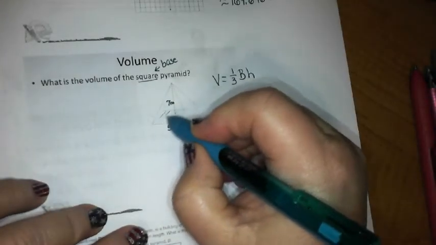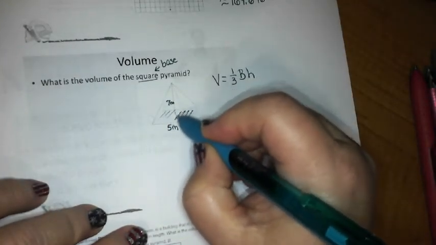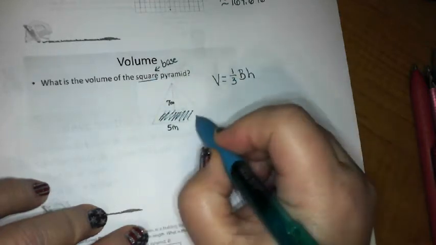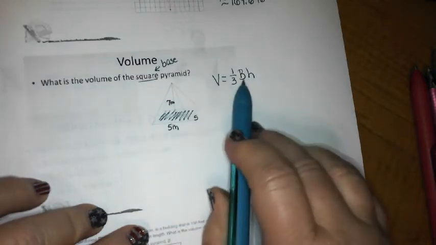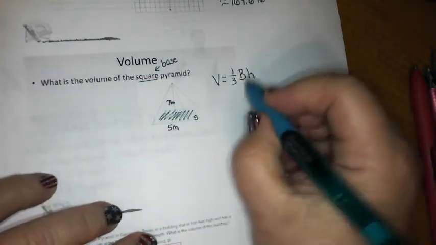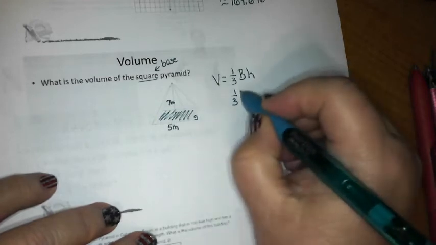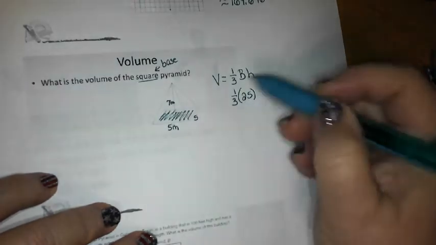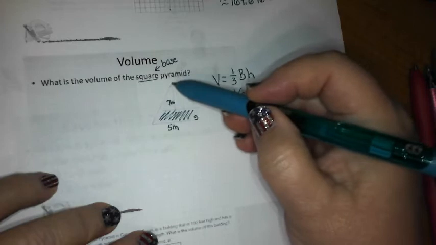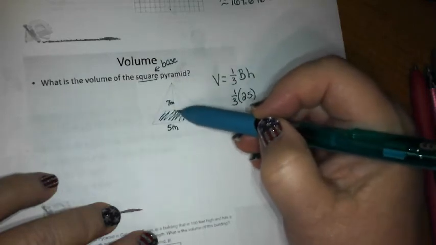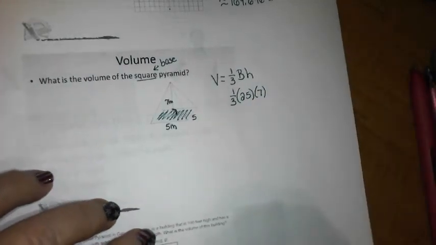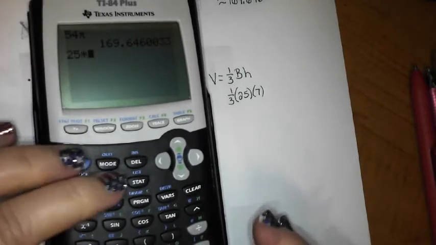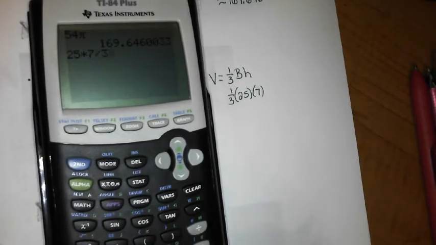So on this one, here's my base. It's a square because they told me, so all the sides measure 5 around the base. So what's the area of my base? Well, it's a square, 5 times 5. And the height from the tippy top perpendicular to the base, there was a little right angle there, was 7. And we plug that into our calculator: 25 times 7 divided by 3.